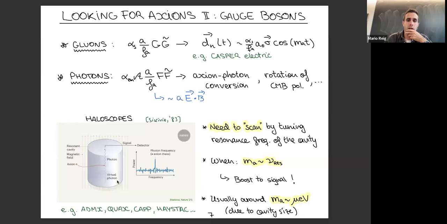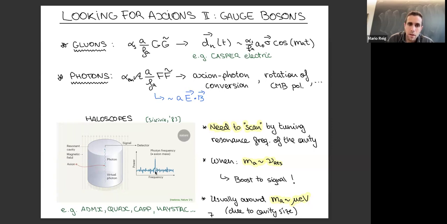So the way you do it is you apply a very strong magnetic field, and then you have a resonant cavity that you can scan very slowly with the resonance frequency. At some point, again, I remark that you don't know what the axion mass is. If we knew the axion mass, life would be much simpler because we wouldn't need to scan, which takes a very long time. Then you keep scanning, you hope to match the resonant frequency, and you will see a peak, a boost in the signal.